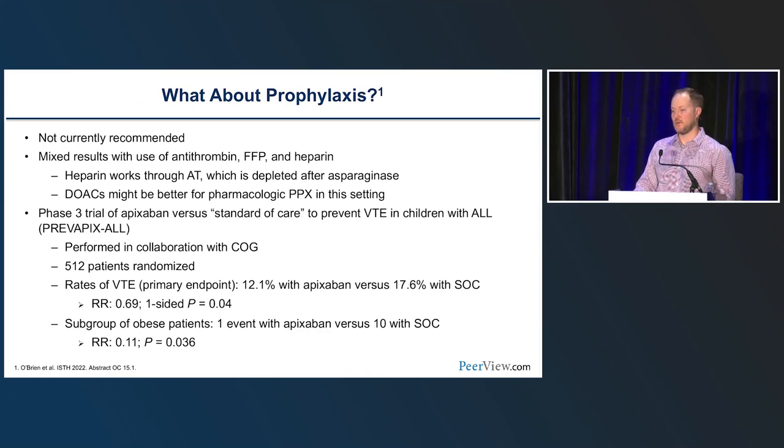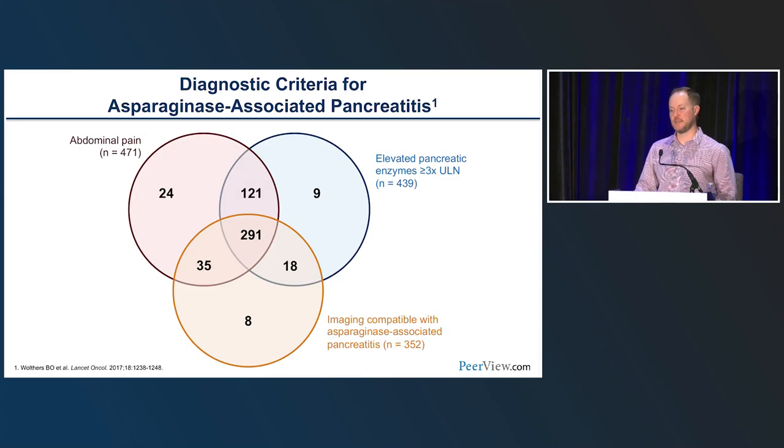When we talk about prophylaxis, I think this is a hot topic. Sarah O'Brien's study, which was conducted in collaboration with COG and pharma, used apixaban versus standard of care to prevent thromboembolism in induction. And she found that there was some significant reduction in this. And I think there'll be more to come about prophylaxis. And we can talk a little bit about our practices as well, based on one of the questions we have.